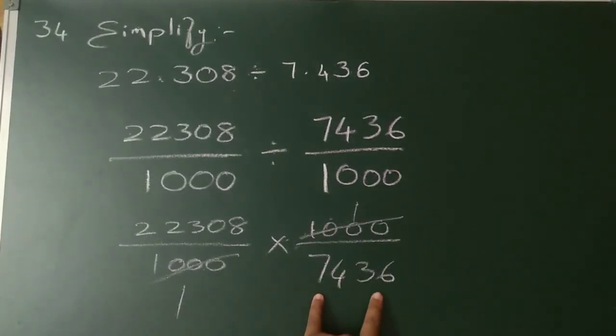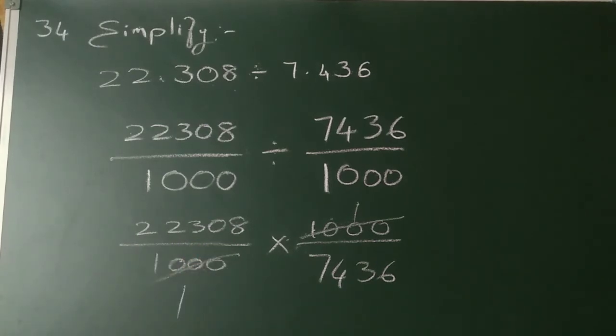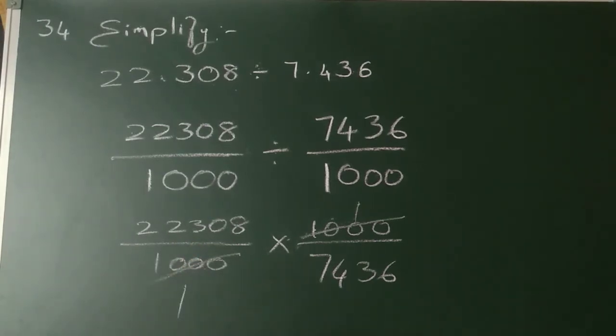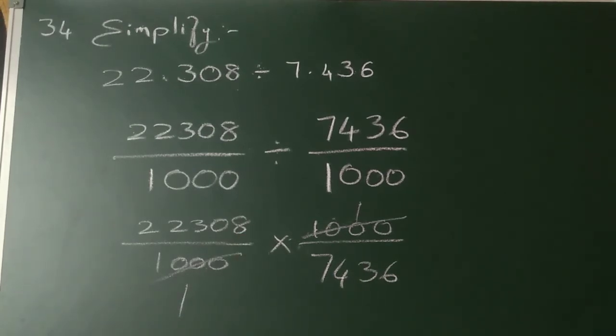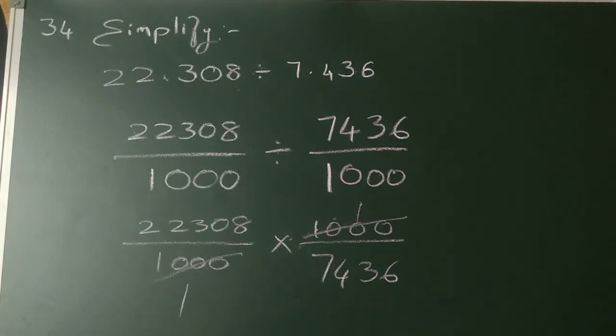Now see, here the 7000 and here the 22308. So in which table will I get 8 in the unit digit? First I am going to check that. In the 6 table, 6 3s are 18, which means 8 will come in the unit digit. 6 8s are 48. So there are 2 cases. First I will go for the first case.